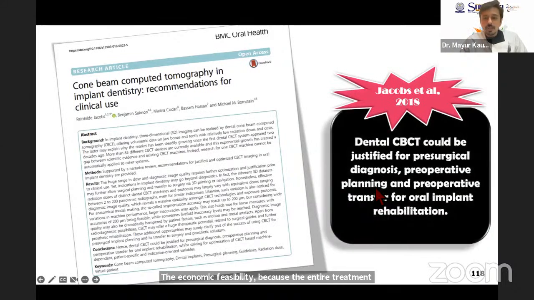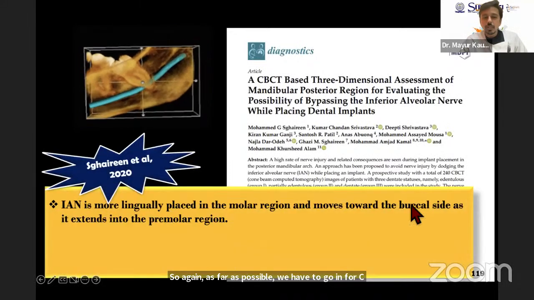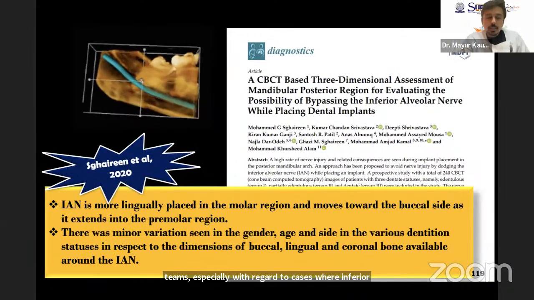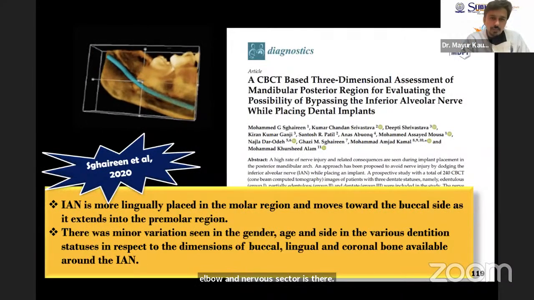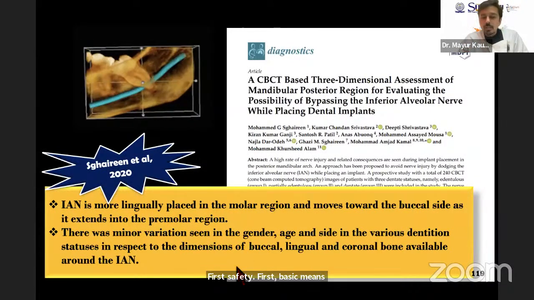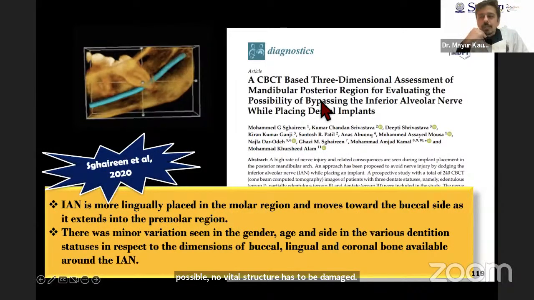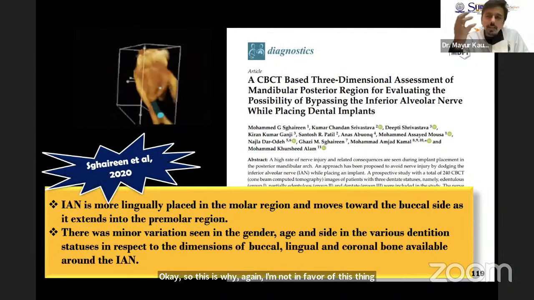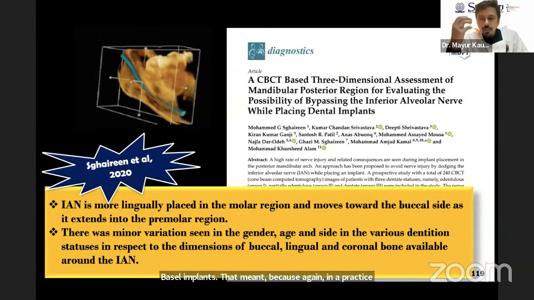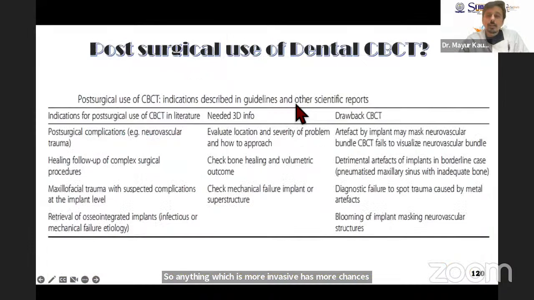So again, as far as possible, we have to go in for CBCT, especially with regard to cases where inferior alveolar nerve, etc. is there. So again and again, I'm repeating, it is safety first. Safety first basically means what? That as far as possible, no vital structure has to be damaged. Okay, so this is why again, I'm not in favor of basal implants that much, because in a practice, the rule is keep bravery and practice separate. So anything which is more invasive has more chances of damaging the vital structure. So again, this thing is there.